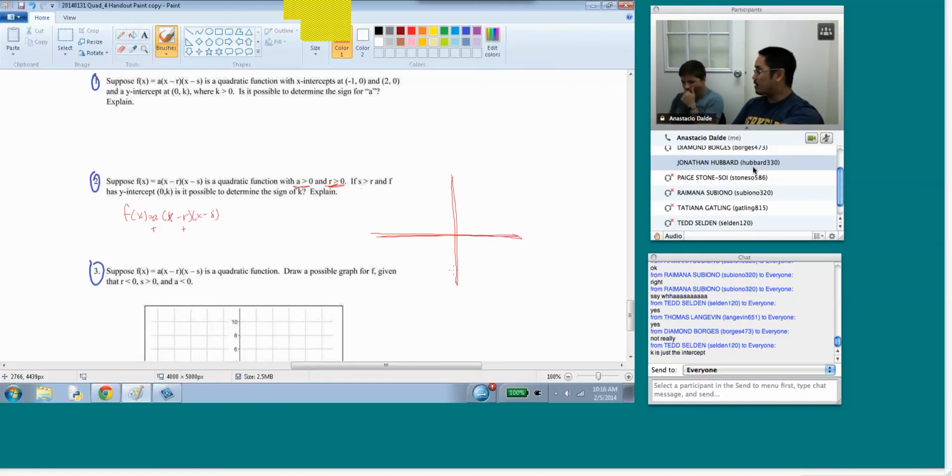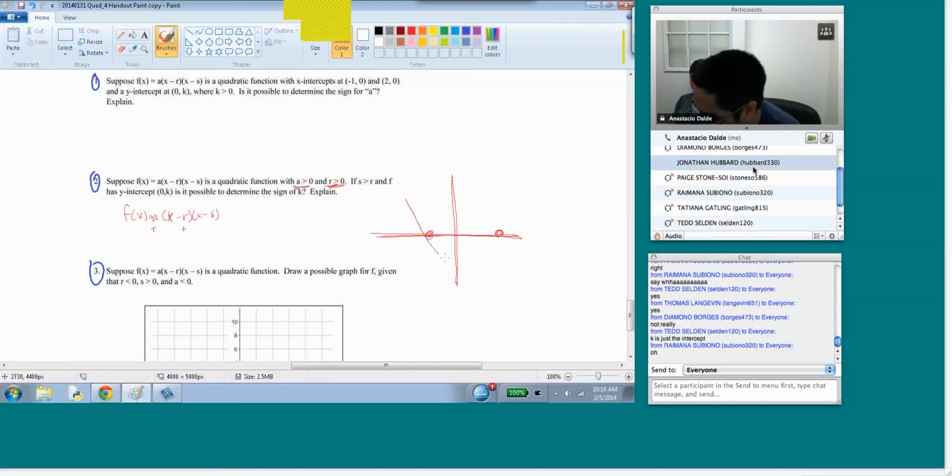I don't know exactly what this graph looks like, but I do know that it's going to cross at r and it's going to cross at s, and it's going to open upwards. How do I at least know that? I don't know if that r is going to be over here or wherever. We haven't talked about that, but I know off the bat that it's going to open upwards. A is positive. Exactly. It tells me a is positive.